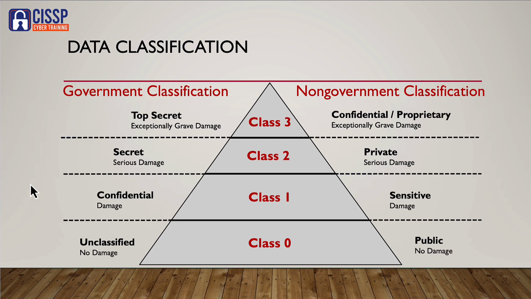Class 1 is considered confidential or sensitive, depending upon, again, confidential is government, sensitive is non-government. Class 2 would be secret, and non-government would be private. And then class 3, government would be top secret, or it would be confidential or proprietary for non-government. The thing to keep in mind is, again, class 0 through class 3, and what is their nature. It's easy to understand your top secret, because people talk about it all the time, but just know top secret would be a class 3, secret would be class 2, confidential class 1, and unclassified is class 0.